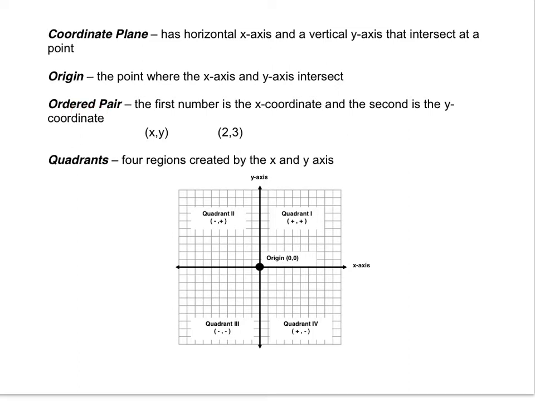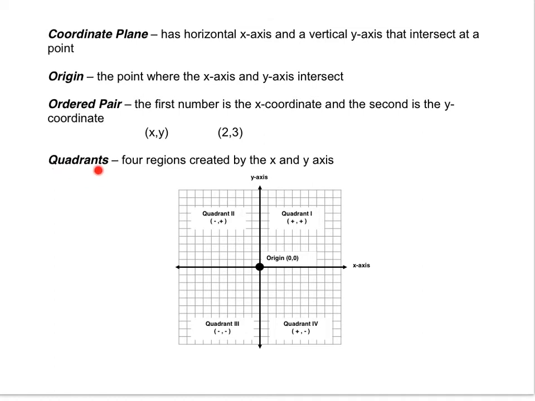An ordered pair is a location on the coordinate plane. The first number is the x-coordinate, and the second is the y-coordinate, so x, y. So 2 is x, and y is 3. So remember, you run before you jump, so you go left or right first on the x-axis with the first number, and then up and down with the second number.